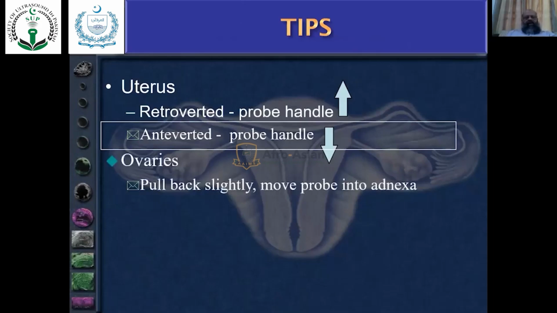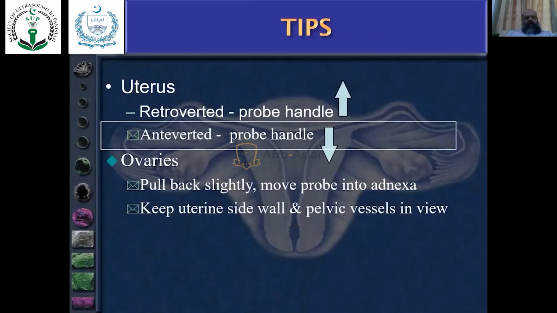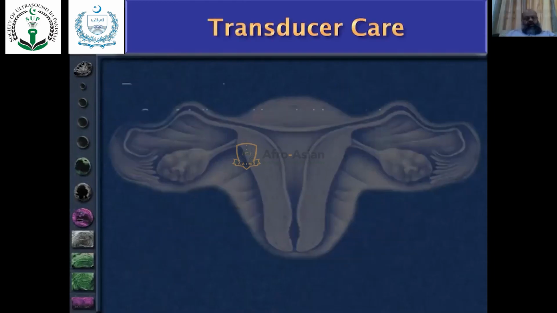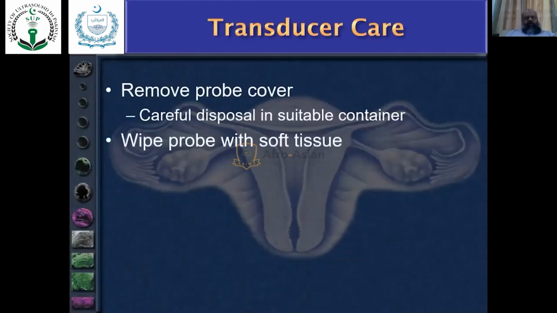For ovaries, pull back slightly, move probe into adnexa. Keep uterine side wall and pelvic vessels in view. Sweep probe handle up and down gently. Apply light pressure on anterior abdominal wall with other hand. So if there are gases, we can put the left hand on the anterior abdominal wall to compress it a little bit so the gases fade away.